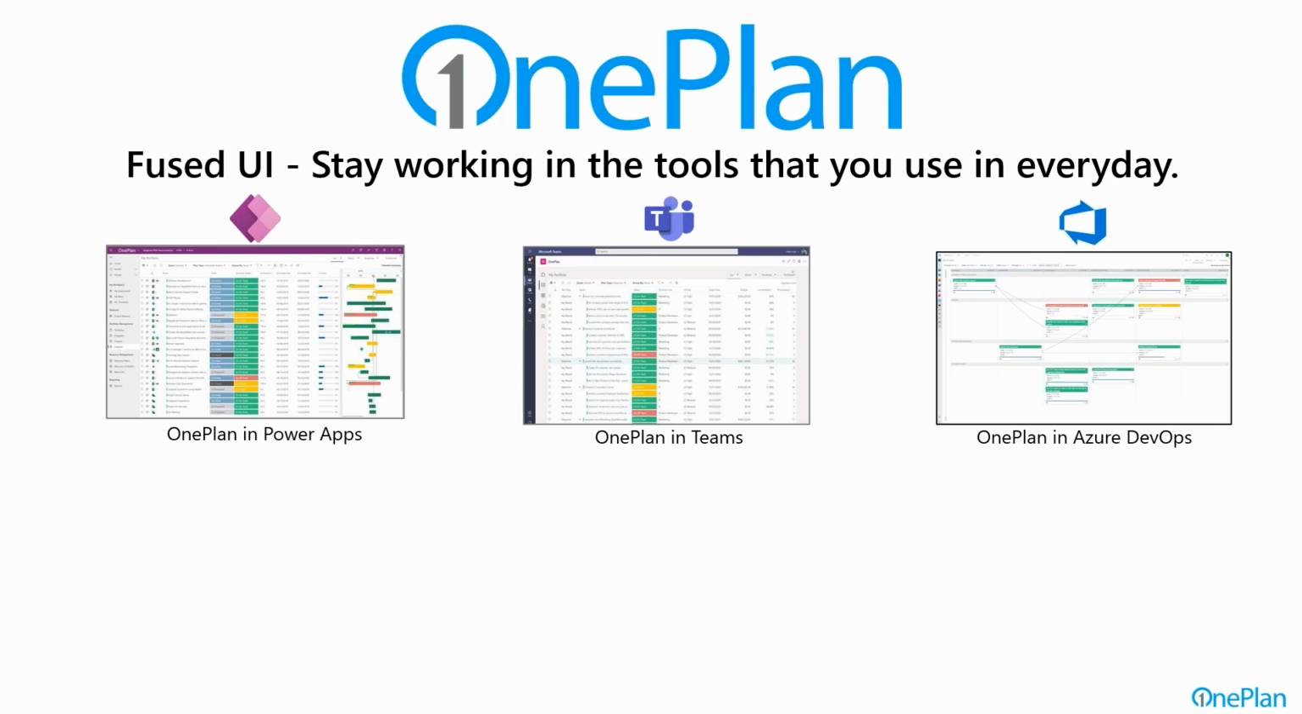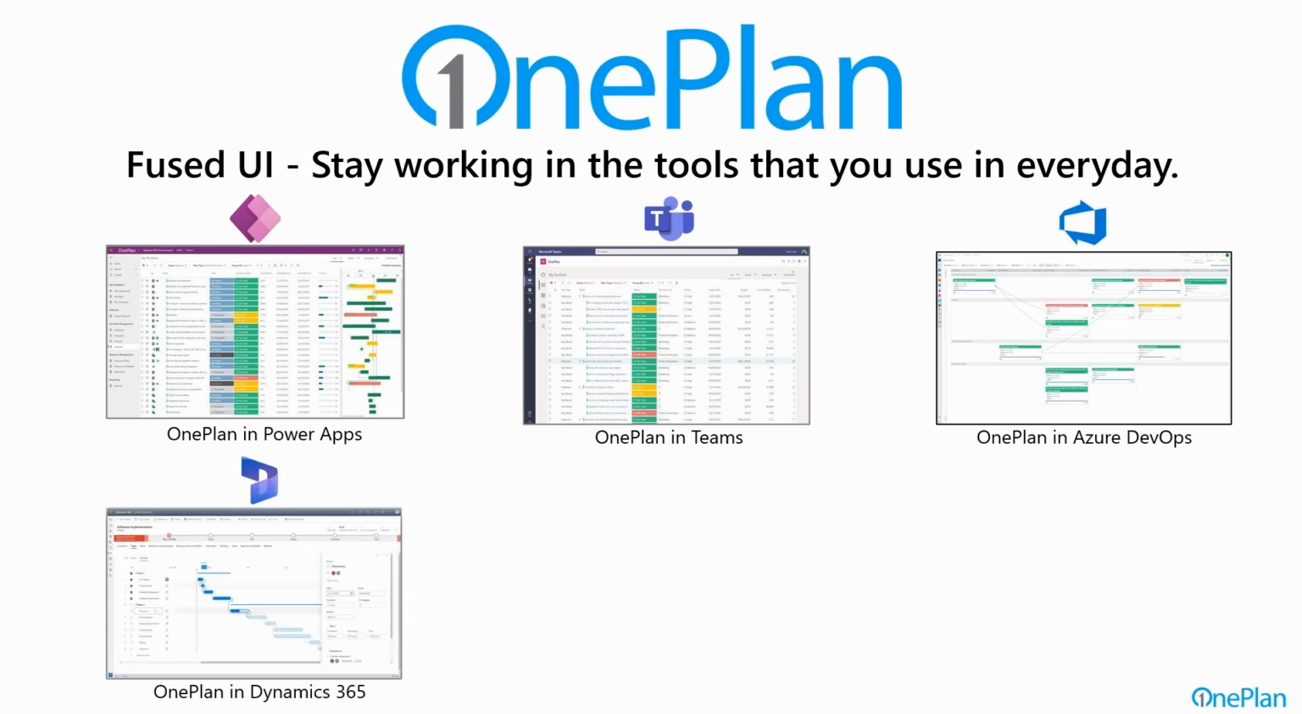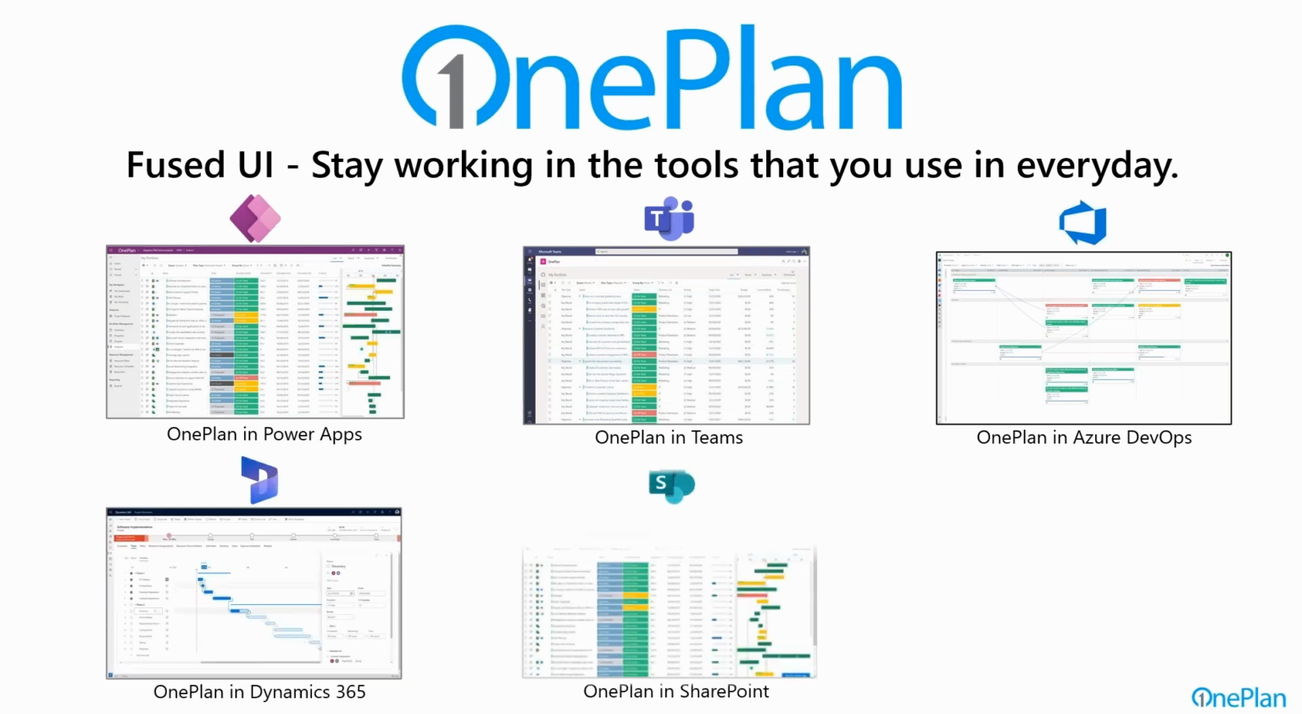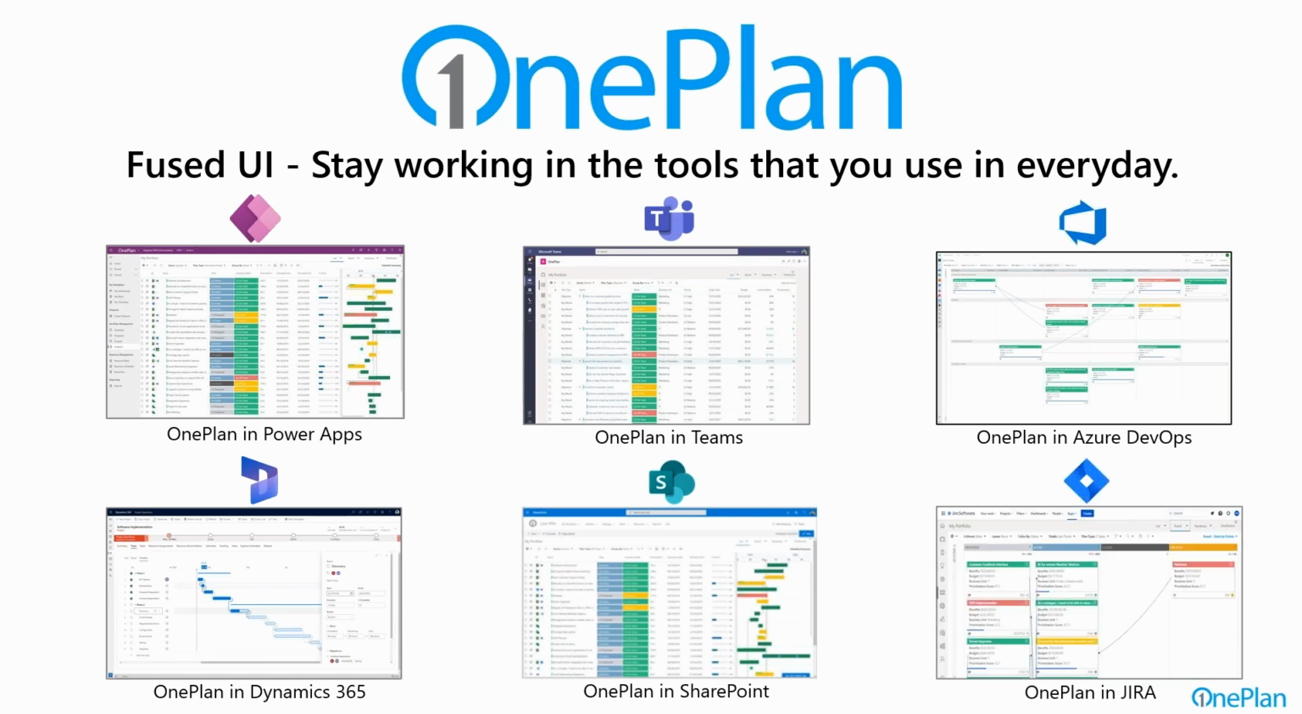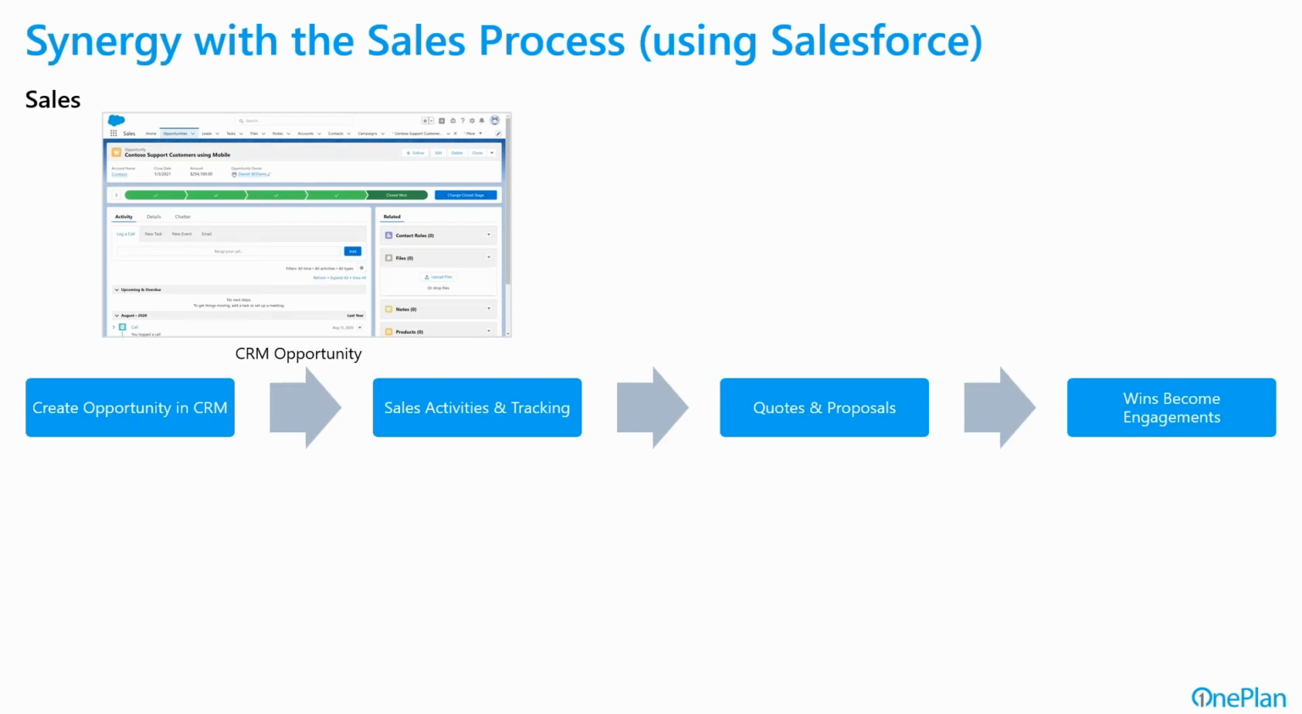Same thing goes for Teams. Same thing goes for Azure DevOps. Same thing goes for Salesforce. So in any case, you should be thinking in terms of a fused AI approach, if that makes sense to you, that will then enable your users to lower their adoption risk and instead stay where they are, but get the information that they need.